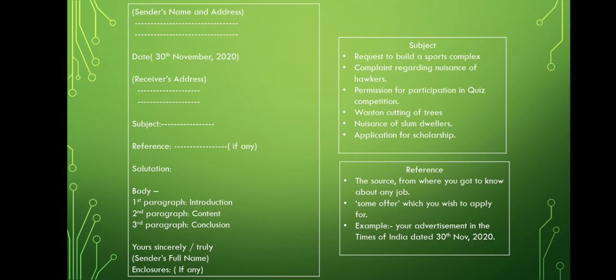Like some of the examples that I have mentioned here: a request to build a sports complex, complaint regarding nuisance of hawkers, permission for participation in quiz competition, wanton cutting of trees, and there are many more. There could be many more subjects, right? It all depends on what type of formal letter you are writing. So after the subject, leave one line and then write the reference.